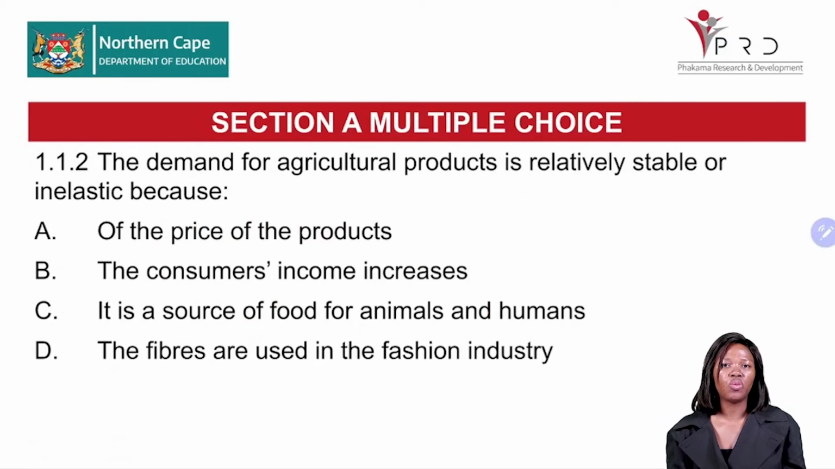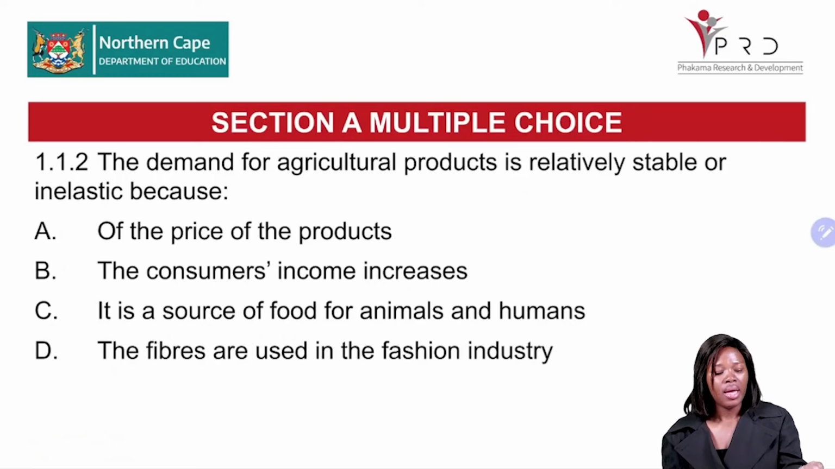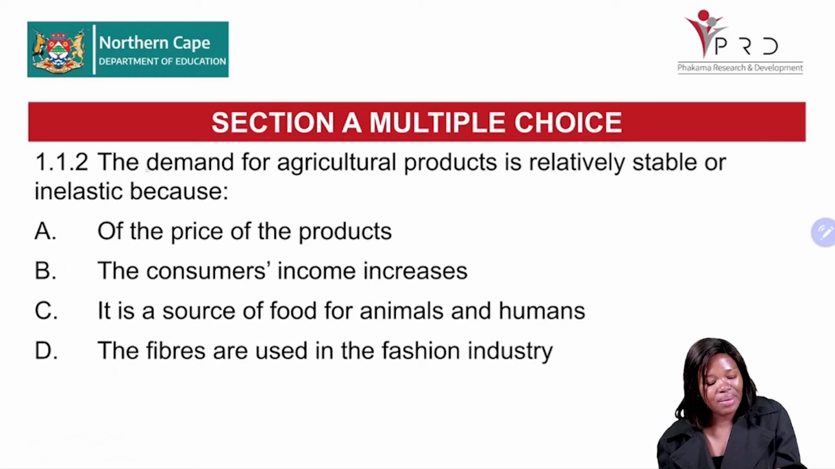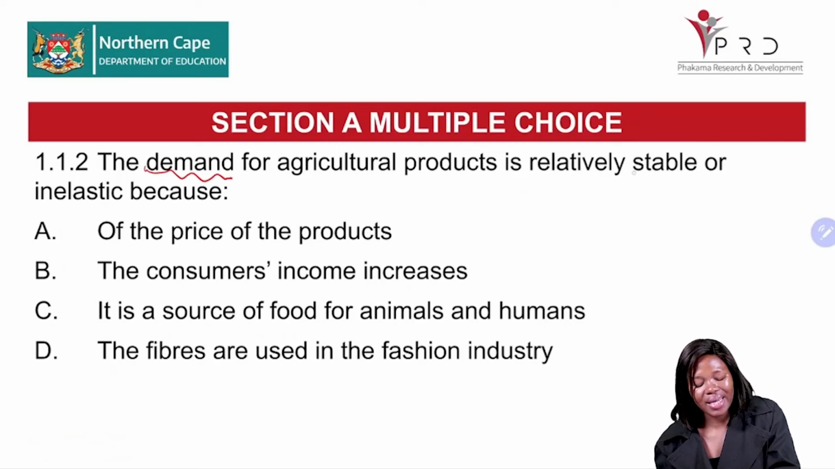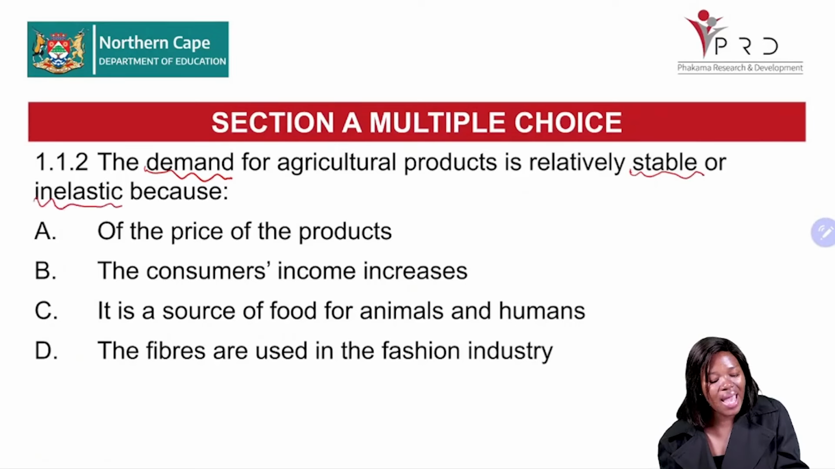Now, let us move to question 1.1.2. Now, let us read the description and go through the options and then read the description again. Now, on 1.1.2, it says, the demand for agricultural product is relatively stable or inelastic.